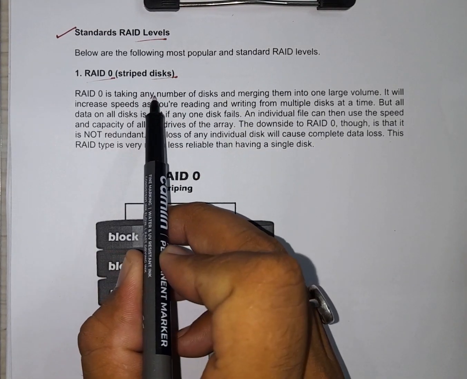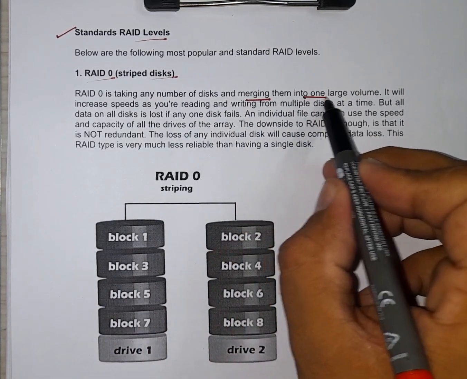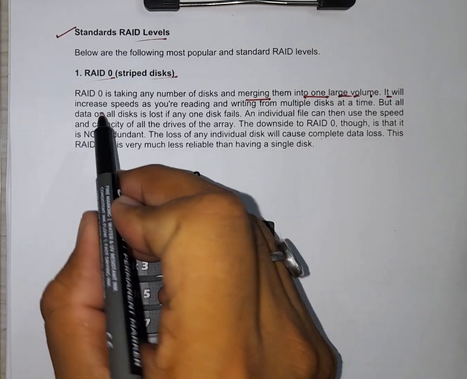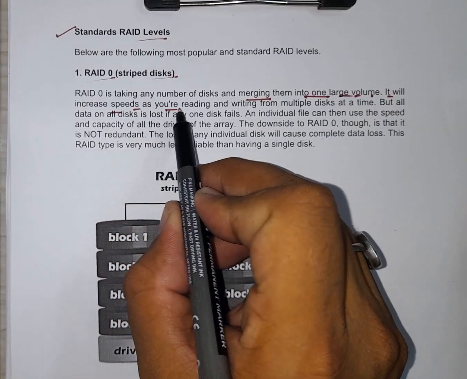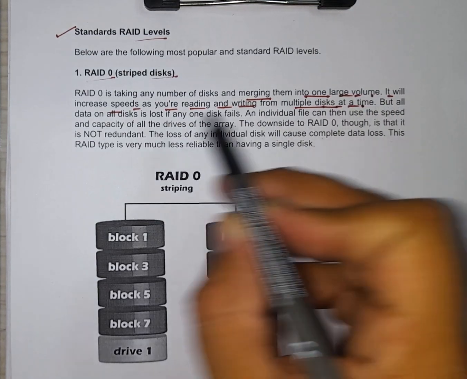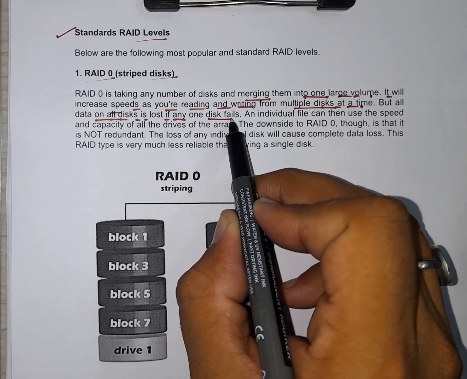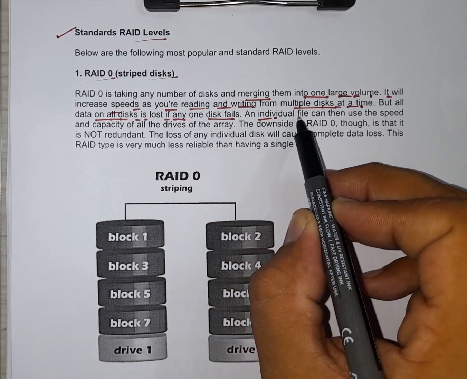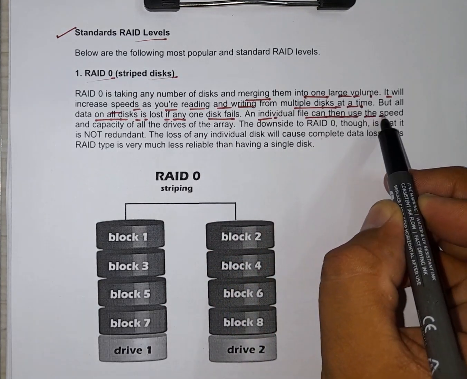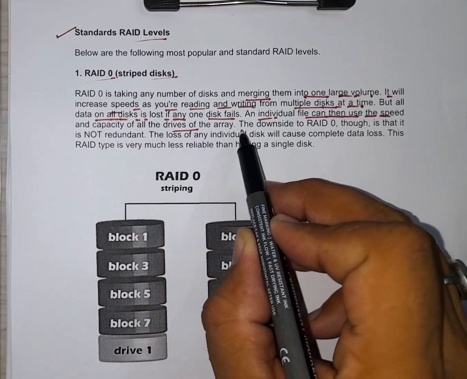RAID 0 is taking any number of disks and merging them into one large volume. It will increase the speed as you are reading and writing from the multiple disks at a time, but all data on all disks is lost if any one disk fails. An individual file can then use the speed and capacity of all the drives of the array.